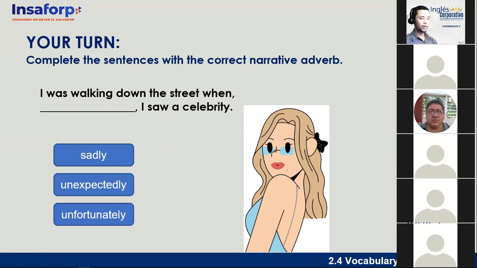¿Cuál de estos tres queda bien en ese espacio? Unexpectedly. Inexplicablemente. Unexpectedly is inesperadamente, más bien, unexpectedly. Inesperadamente. Vamos a ver, vamos a ver. Unexpectedly, correct, okay. I was walking down the street when unexpectedly I saw a celebrity.